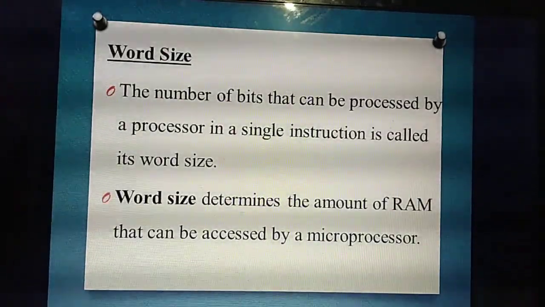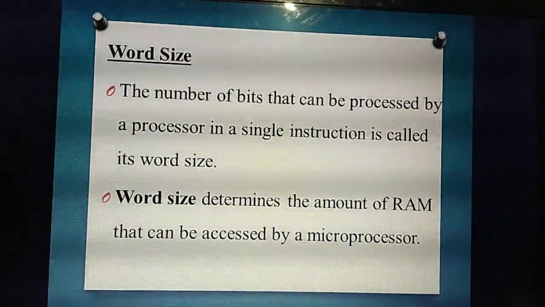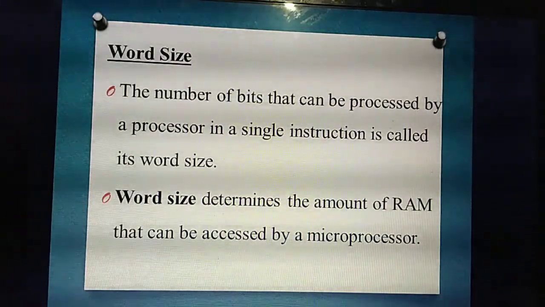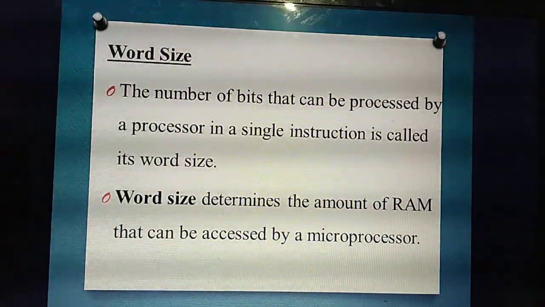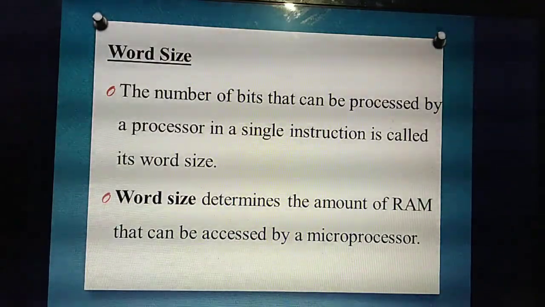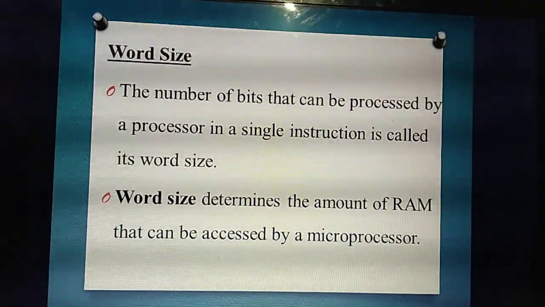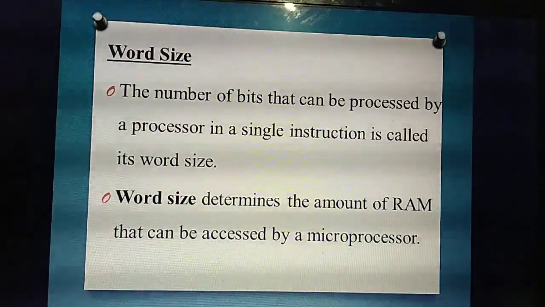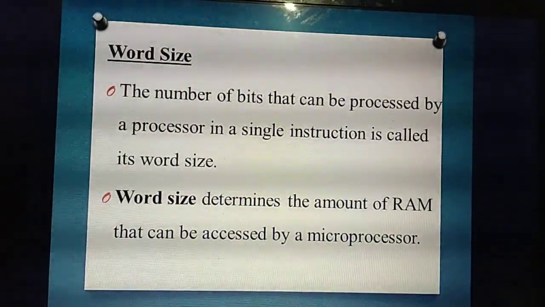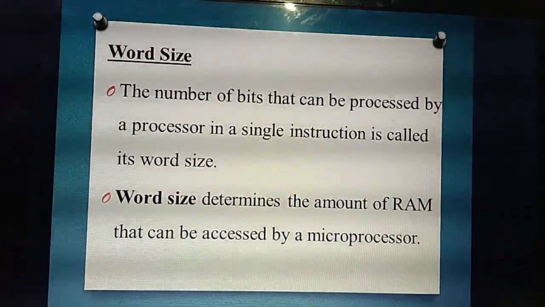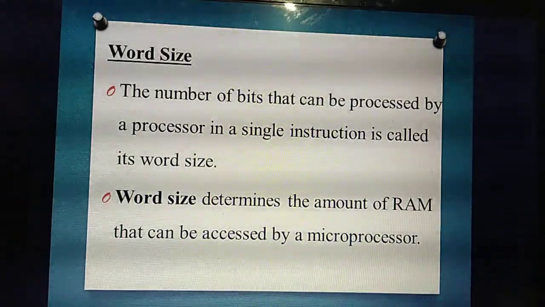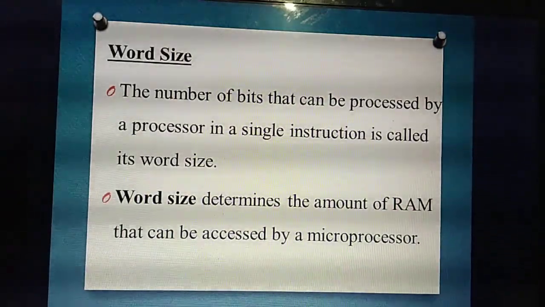Next one is word size. What do you mean by word size? Already I said we are giving commands or instructions, isn't it? The input we are giving by means of commands or instructions, the computer takes by means of bits. First day itself I said the particular input is taken by the computer using binary data or bits. What do you mean by bits? Either 1 or 0. That is called a bit.